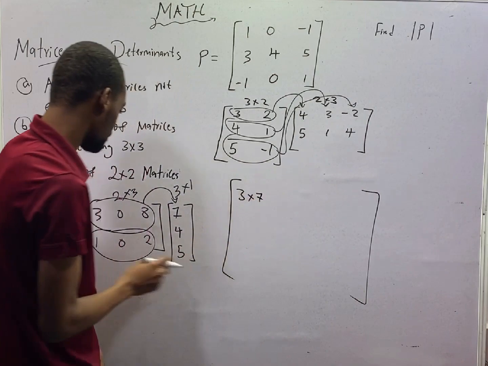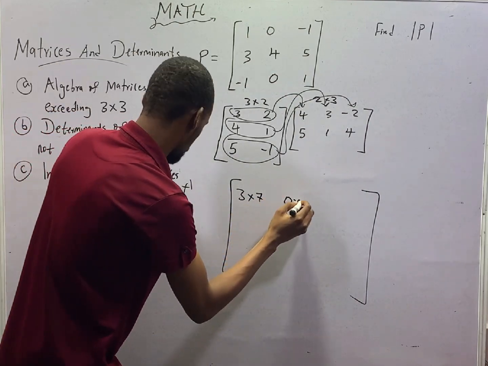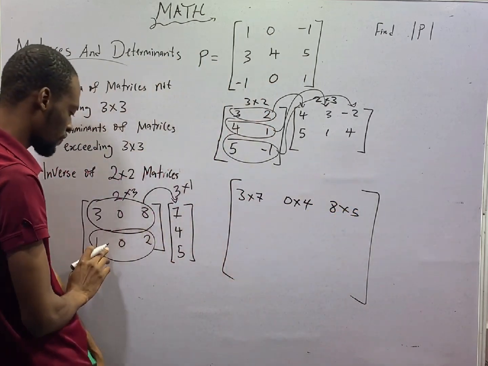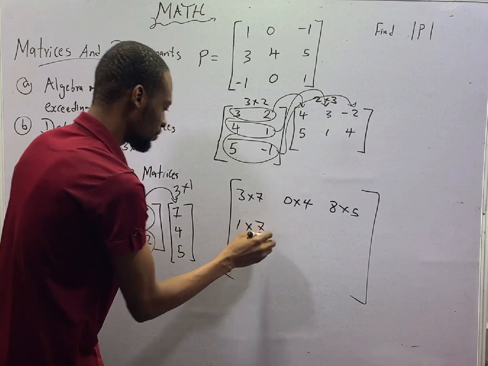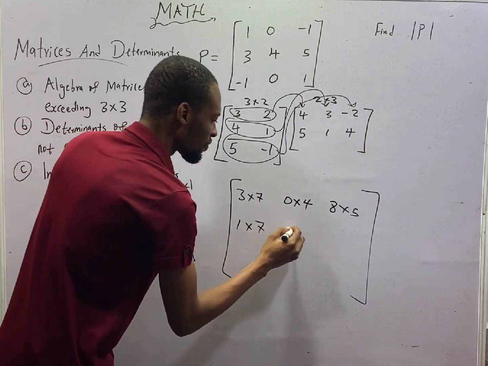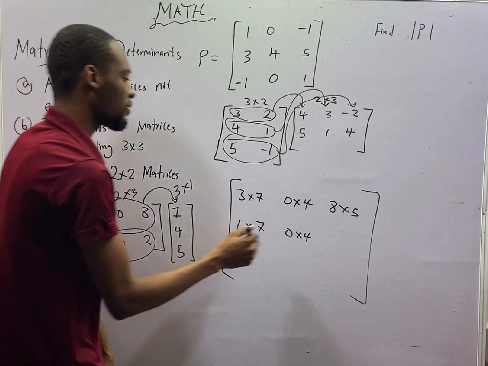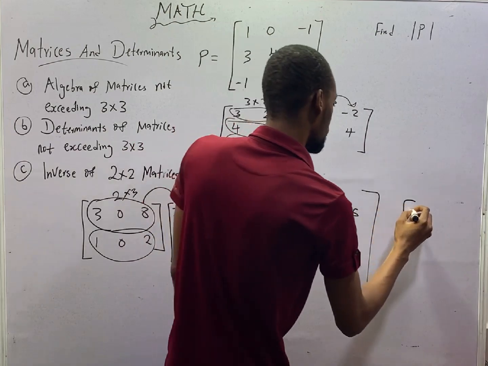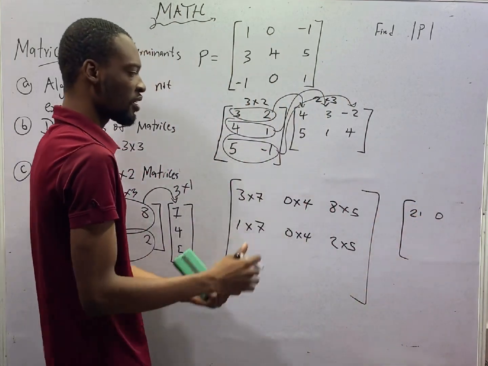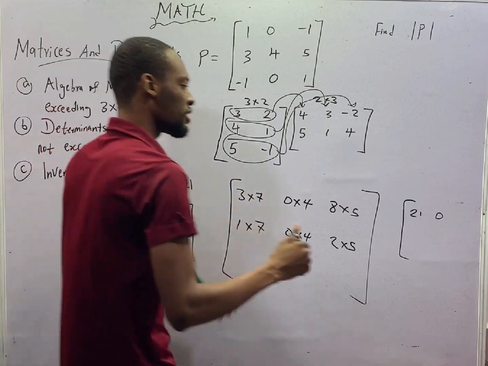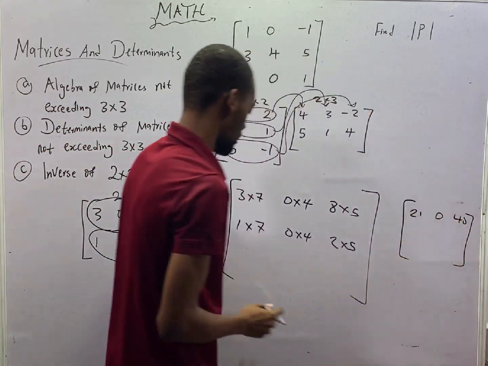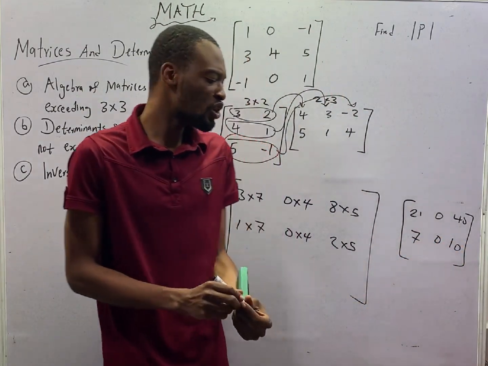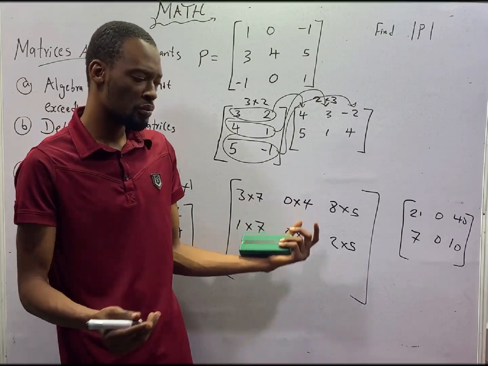3 times 7, 0 times 4, 8 times 5, and 1 times 7, 0 times 4, and 2 times 5. This will give you 21, 0, 40, 7, 0, and 10. If I am correct, that will be the result of this matrices multiplication.